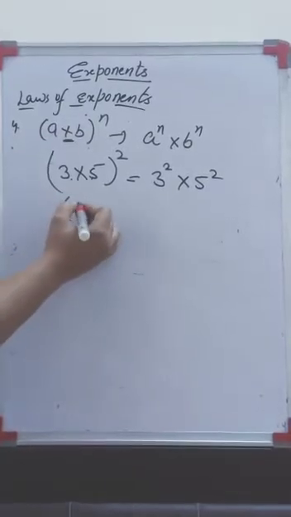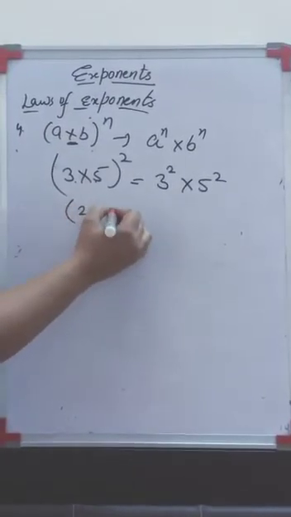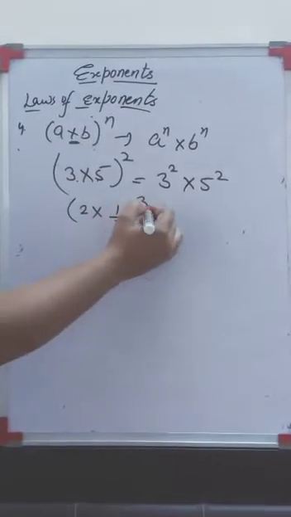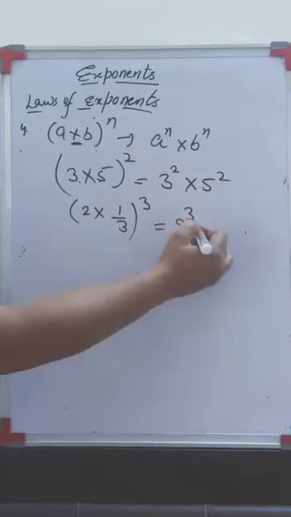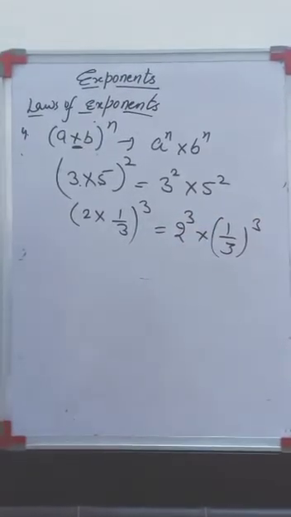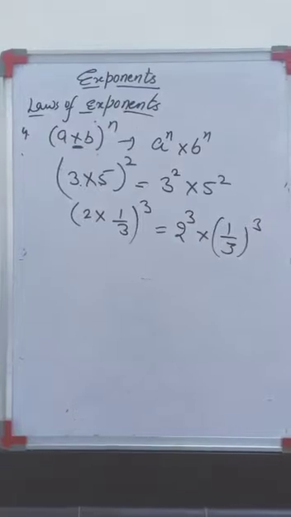Similarly, if I am taking, for example, 2 into 1 by 3, right, and its power I am taking 3, it will be 2 cube into 1 by 3 cube, right? So that is your fourth law.